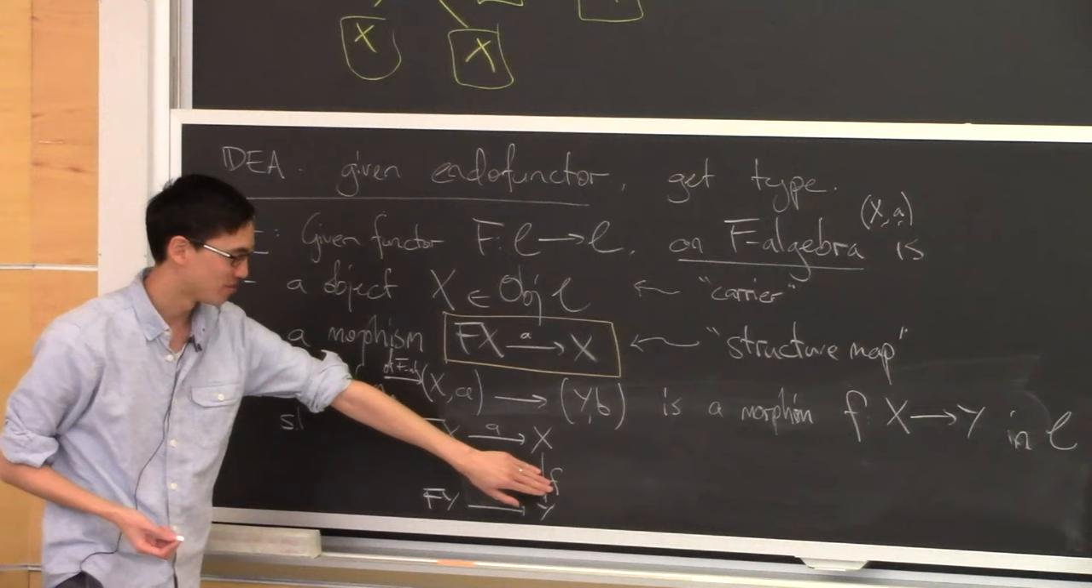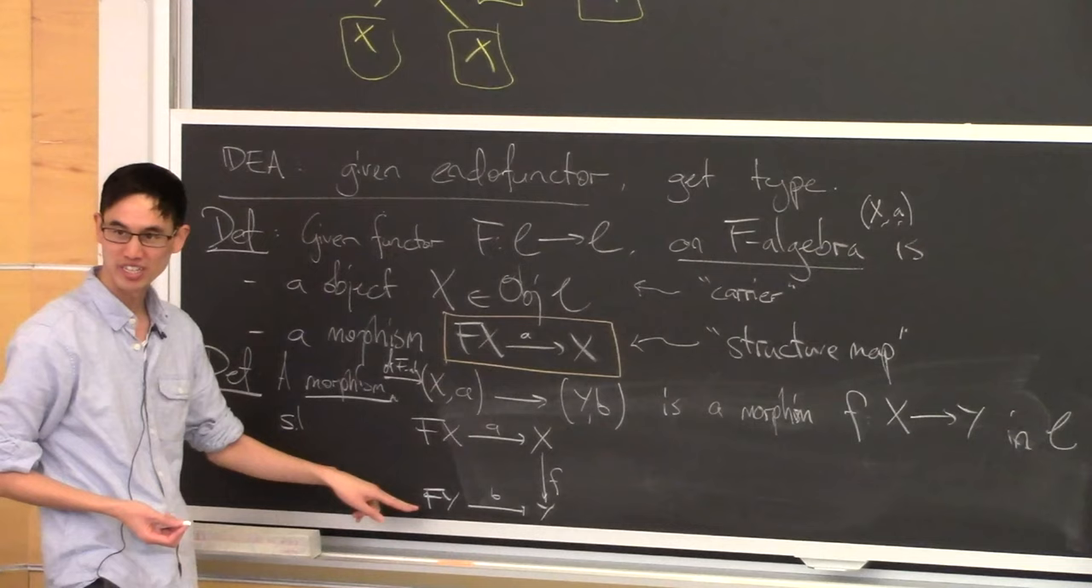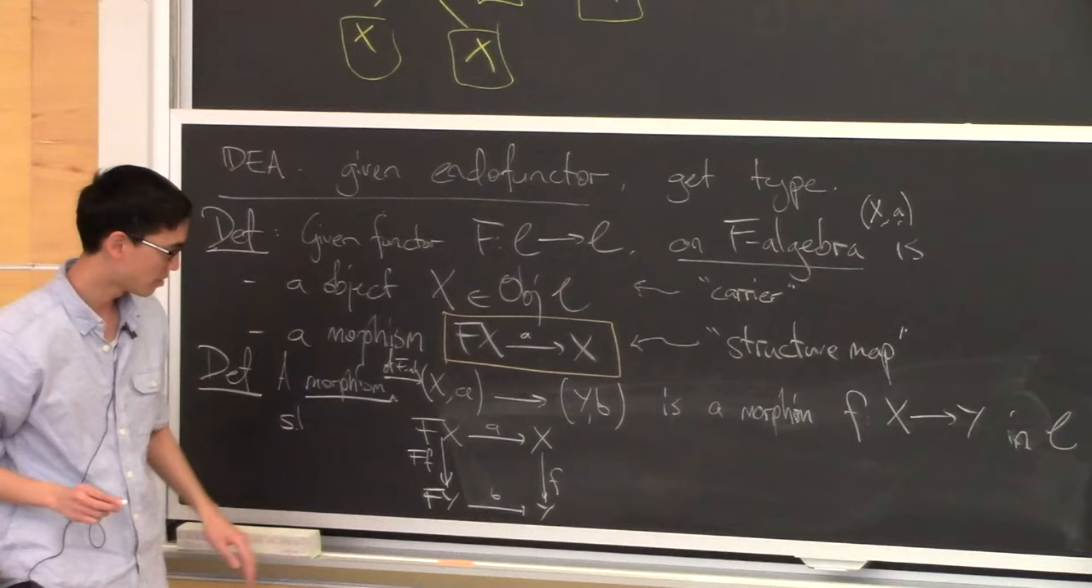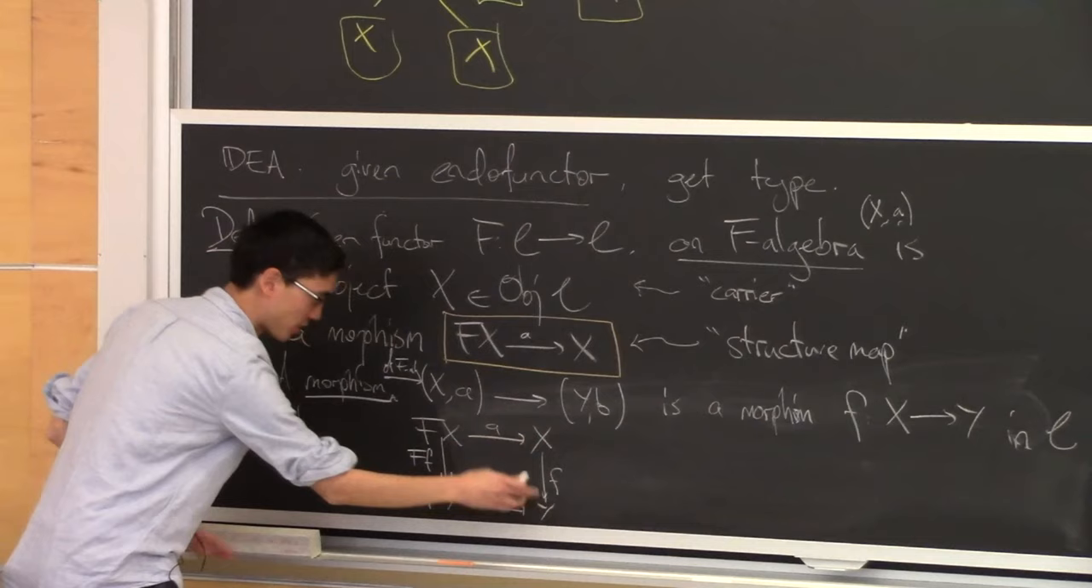If we have a little f here, which goes from X to Y, and we have this functor F, how do we get something that fills in here? Right. We just apply the functor to f. And so now we can fill in the square. And a morphism of F algebras is a morphism from X to Y such that this square commutes.